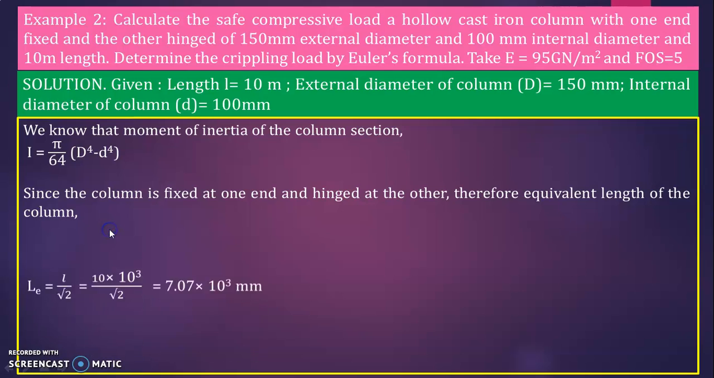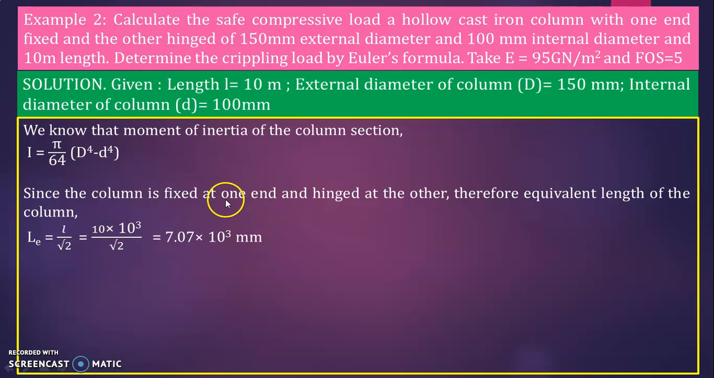by 64. Now here one column is fixed and the other one is hinged, so effective length is equal to L divided by root 2. So using the conditions, LE is equal to L divided by root 2. What is the length? Length is 10 meter, so 10 into 10 raised to 3 millimeter divided by root 2. So you get 7.07 into 10 raised to 3 millimeter.